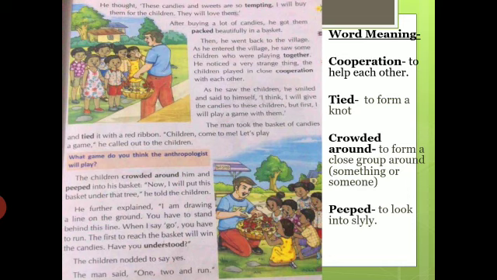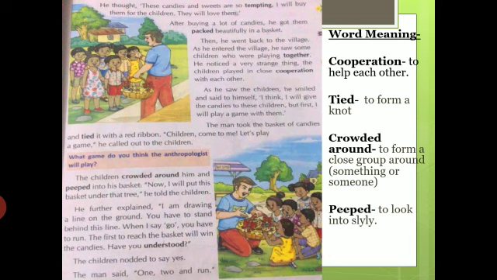The children crowded around him and peeped into the basket. Crowded around him means they gathered near him, forming a circle. Peeped means to look into something. They peeped into the basket because they were curious to know what was in it.